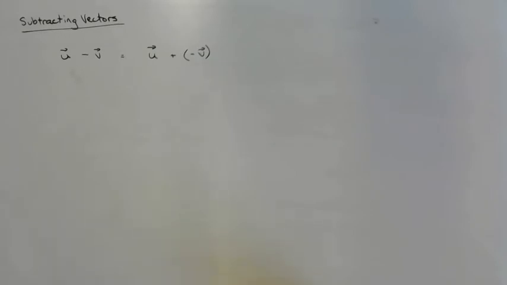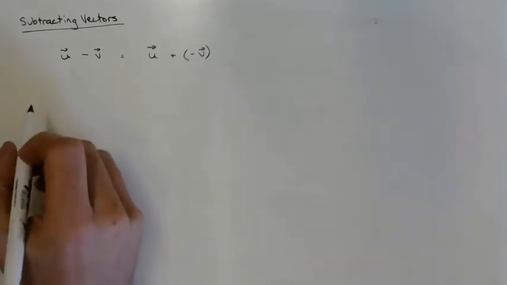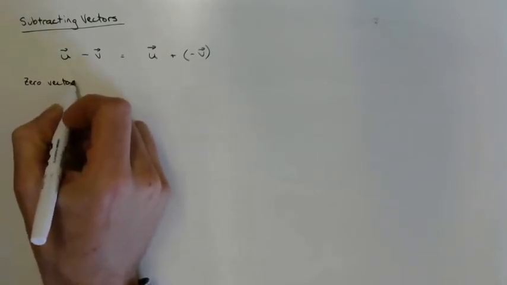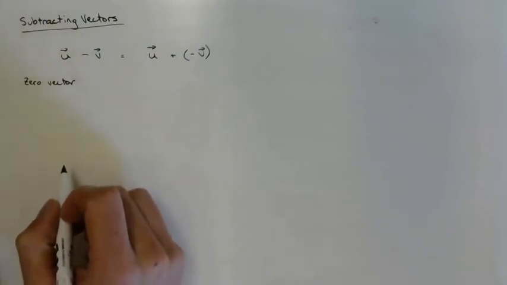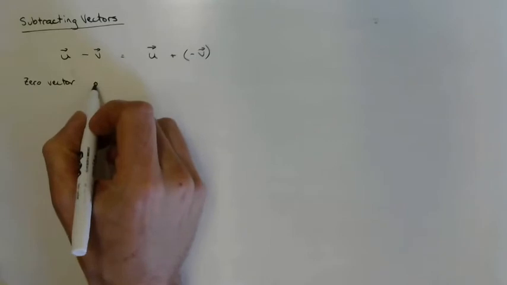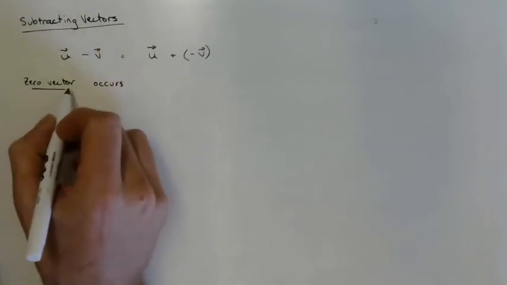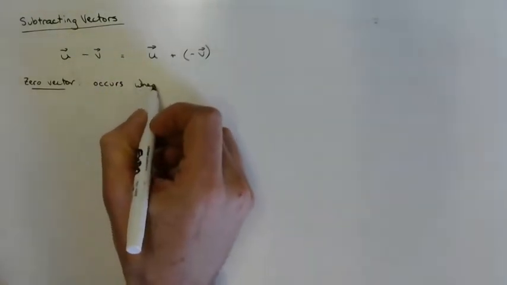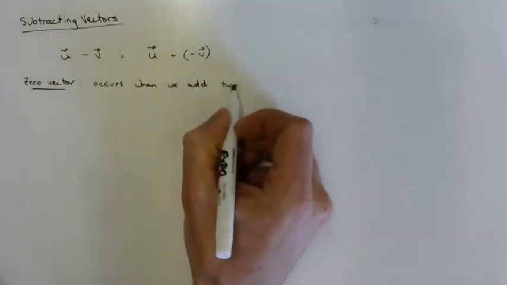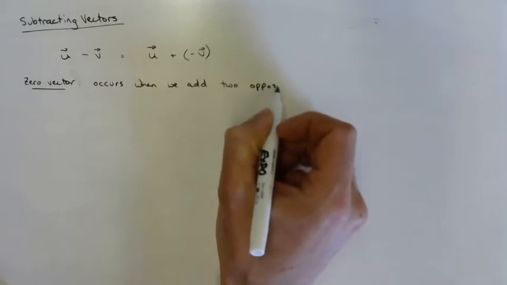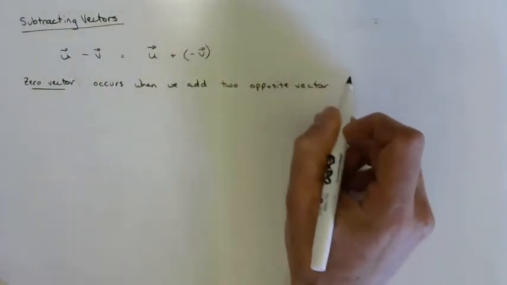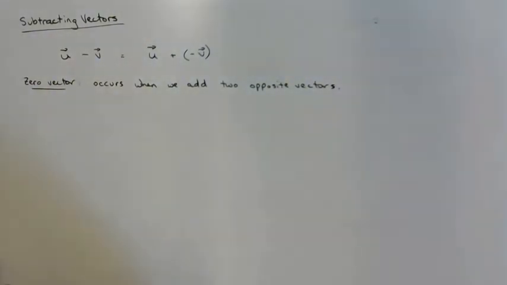Okay. The only other note that we need to take is on the zero vector. Okay, a zero vector occurs when you add two opposite vectors, or subtract two equal vectors, something like that, okay?